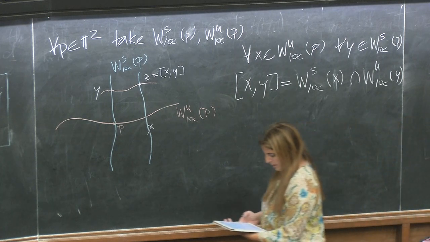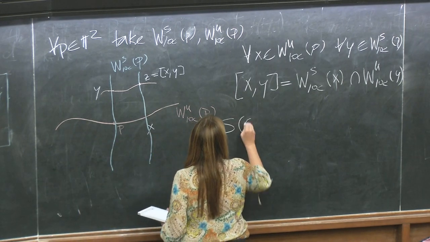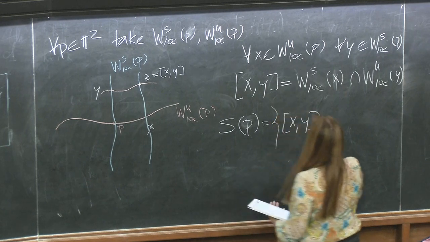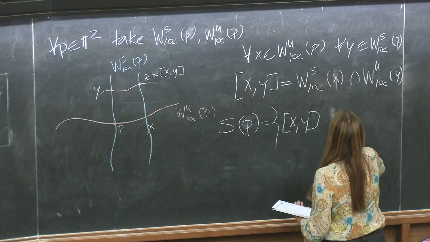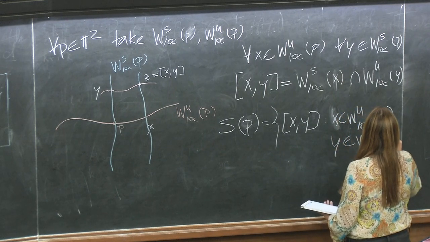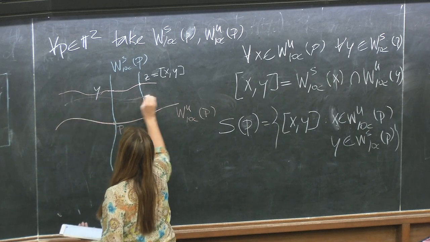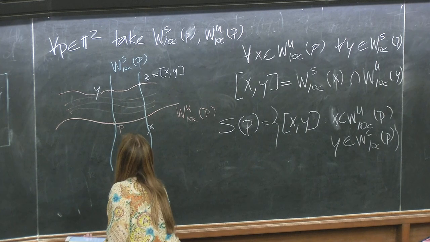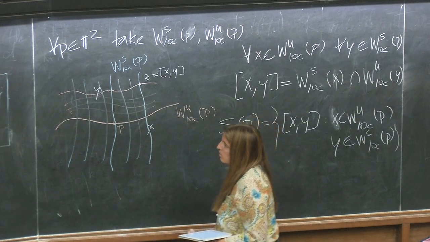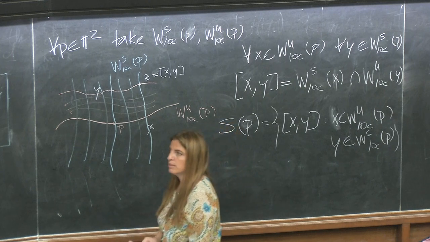Okay? And now we're going to define the square exactly in the same way that we defined it last class. It's a square centered at P, made by all brackets XY such that X is in the local unstable manifold of P, and Y is in the local stable manifold of P. If we trace all possible points obtained in this way, we will get a small square around P. But now we can proceed exactly as we did in the last lecture, since Fubini holds.